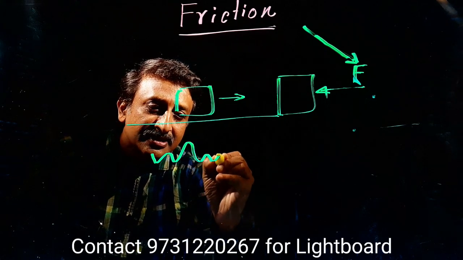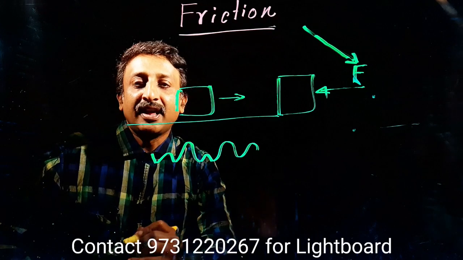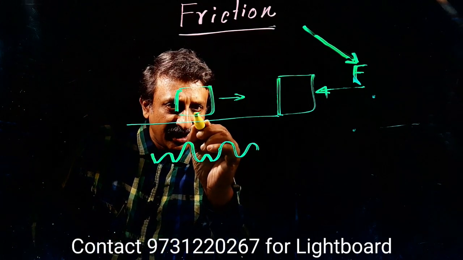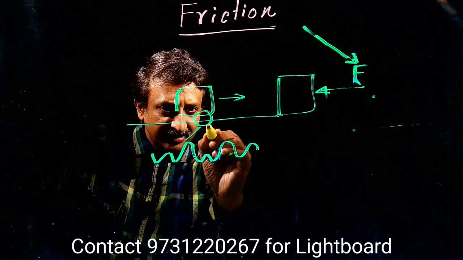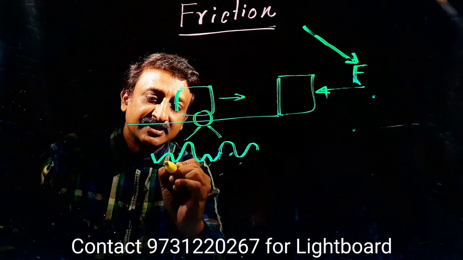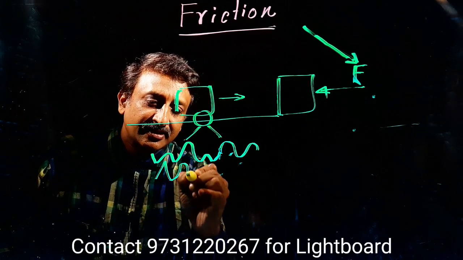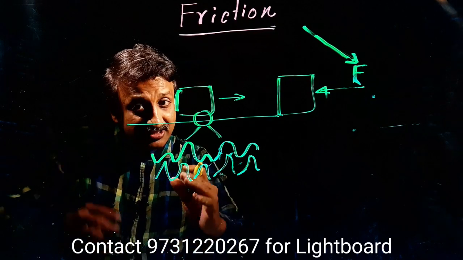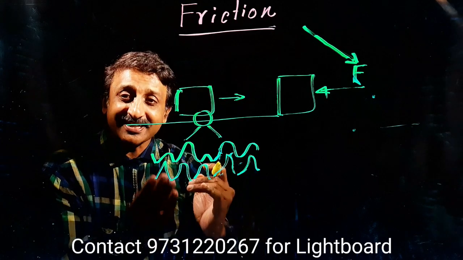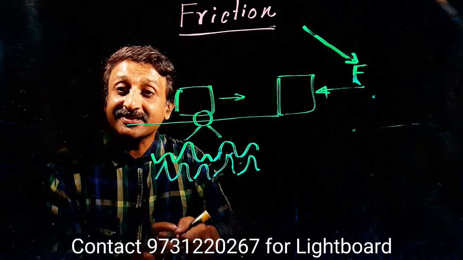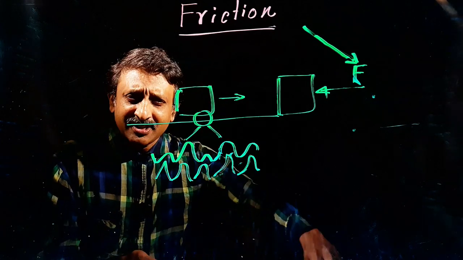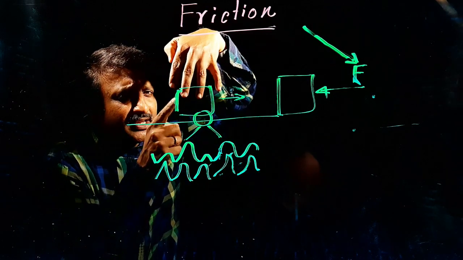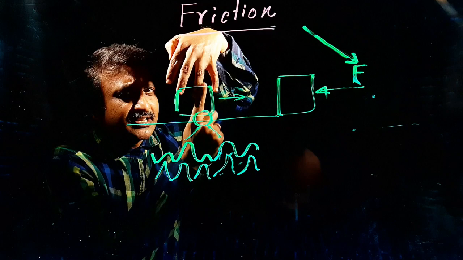Irregularities. It is like this. If I zoom in on this area, it shows like this, because there are many peaks and valleys. Say for example, this is an object. It has many peaks and valleys, irregularities.